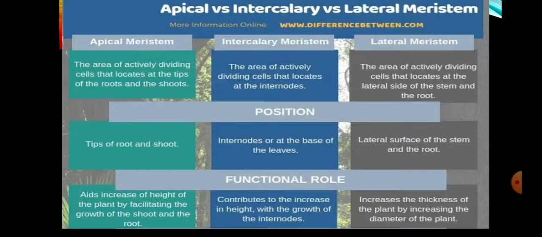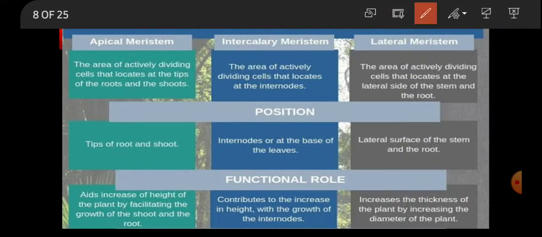Now we will see some differences between the apical meristem and the intercalary and lateral meristem. The apical meristem is the area which helps in actively dividing the cells. It helps in the elongation of the plant. Intercalary meristems are located at internodes, and lateral meristems are located at the lateral side of stem and root. Apical meristems are present at the tips of root and shoot, intercalary meristem at the internodes or base of leaves, and lateral meristem at the surface of stem and root.